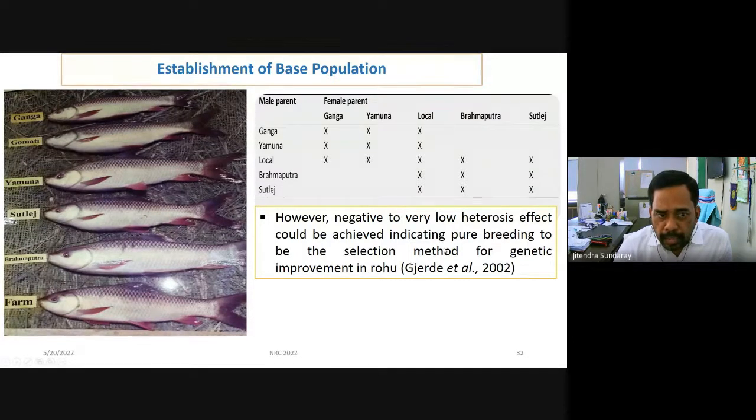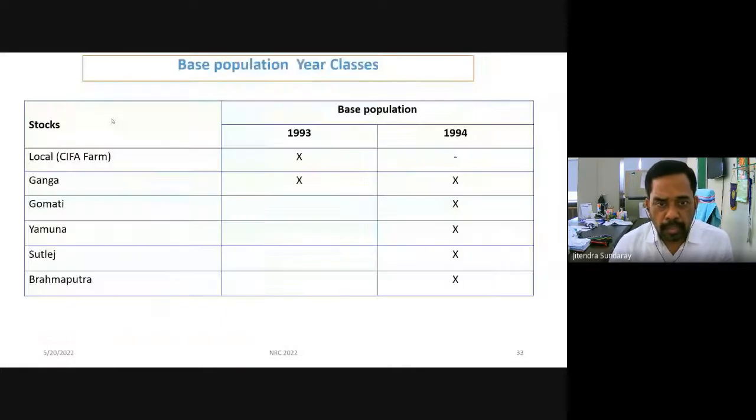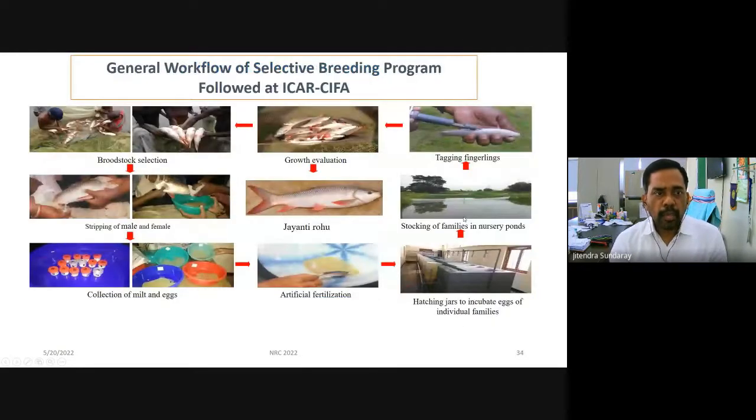You go for a diallel cross, and you can see the size. This is farm size: Brahmaputra, Satluj, Yamuna, Gomati, Ganga. And out of this, we could actually get the best individual. So what happened? Our best population 93, 94. You will have a best population year-wise, right? We got it from local 93, Ganga 93, and again Ganga we got 94, Gomati 94, and the rest of the riverine system the 94.